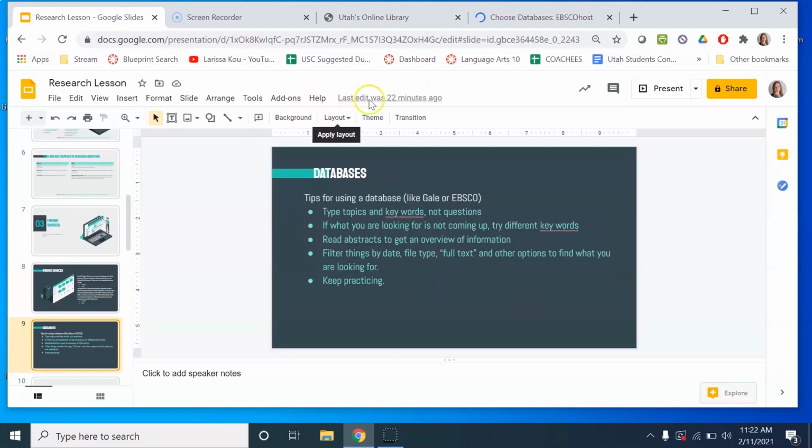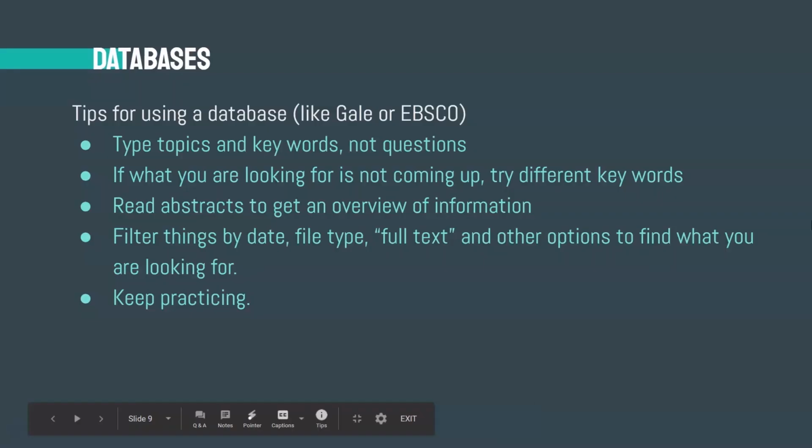When you are looking through databases, these are the tips that I want you to remember. So you type topics and keywords rather than questions. You don't just go in and copy and paste your entire research question because it's looking for keywords and it's not as smart as Google in trying to figure out what you mean from a long stream of text. If you are finding that you're not pulling up what you need to pull up, then I would try different keywords. Always work on changing the keywords if you're not getting what you're looking for.